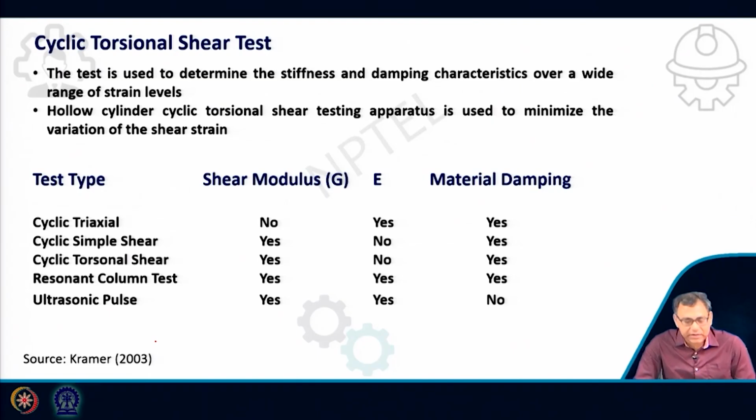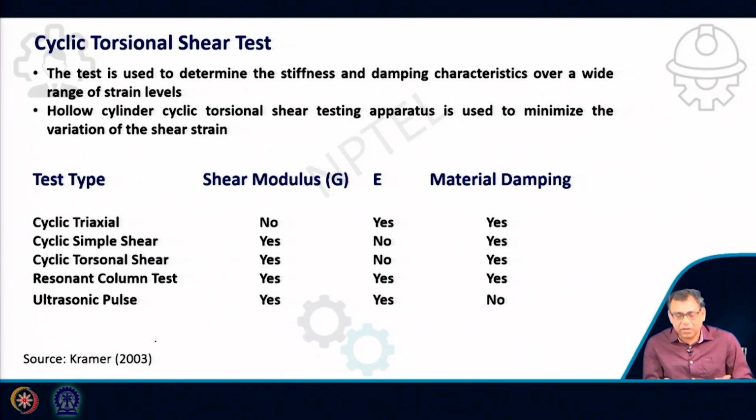The third one is the cyclic torsional shear test. This test is used to determine the stiffness and damping characteristics over a wide range of strain level. Same as the cyclic simple shear, the cyclic torsional shear testing apparatus is used to minimize the variation of the shear strain across the soil sample.